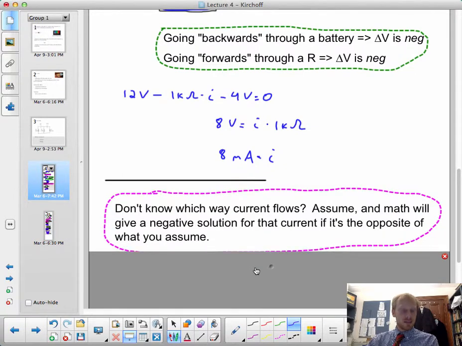By the way, as I said, if you don't know which way current flows, make an assumption. Math will give you a negative value if the actual answer is opposite to what you assumed.